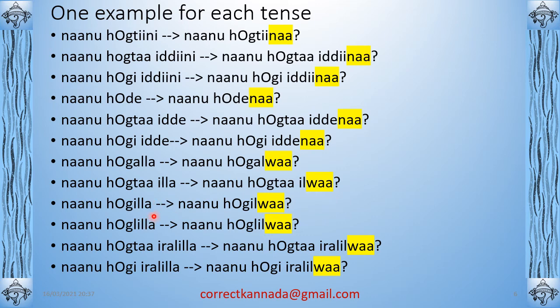This is present perfect negative tense. Naanu hogilva, have I not gone? Naanu hoglilva, right? Did I not go? Naanu hoglilla means I did not go. Then naanu hoglilva means did I not go? Naanu hogta irlilla, past continuous negative tense. Naanu hogta irlilva, naanu hogirlilla, naanu hogirlilva. So any negative tense, you just have to add va to it. Otherwise you just have to add a normal question tag to the statement.